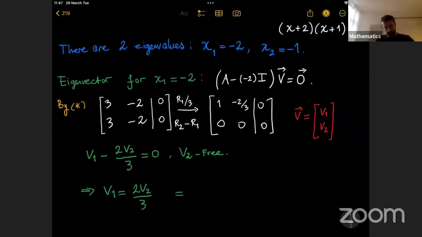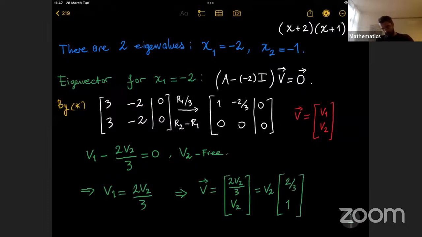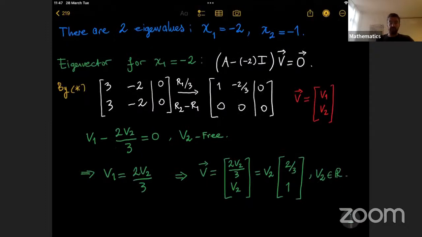So you can write V as the following. V1 is 2 times V2 over 3, and V2 is V2. Or you can write it as V2 times (2 over 3, 1). Here V2 is any real number. Well, of course, there are infinitely many such vectors, right? We have infinitely many eigenvectors for minus two, because V2 can be any number. All right.